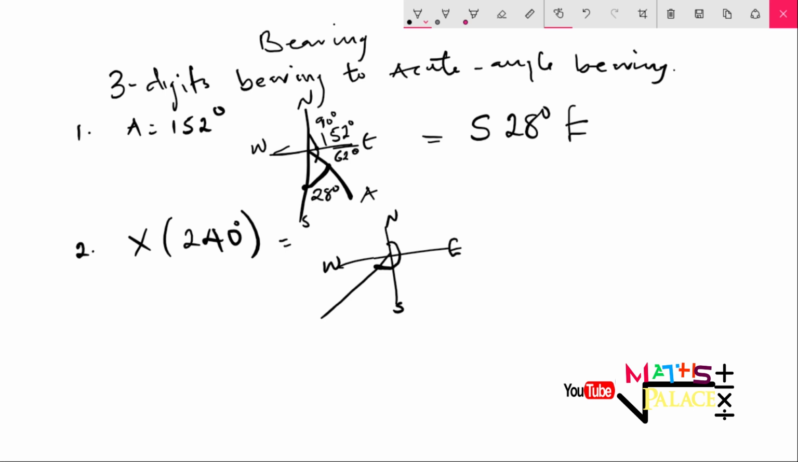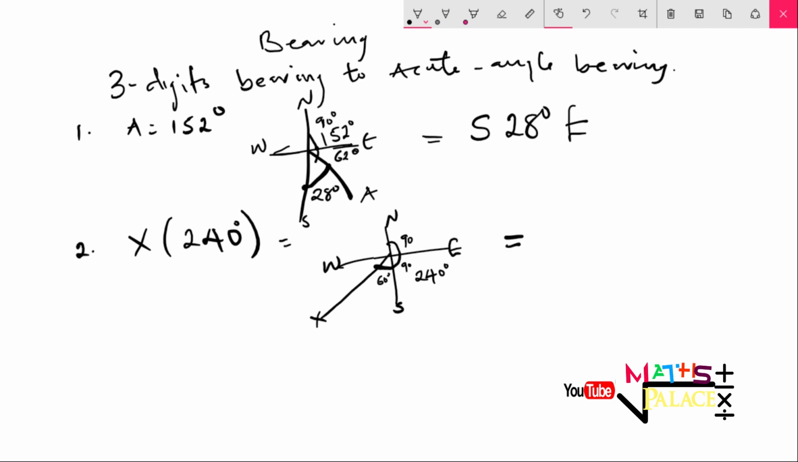So from north to this point X is 240 degrees all in all. Remember, I have 90, 90, and I have 60. And this gives me 240 degrees in total.